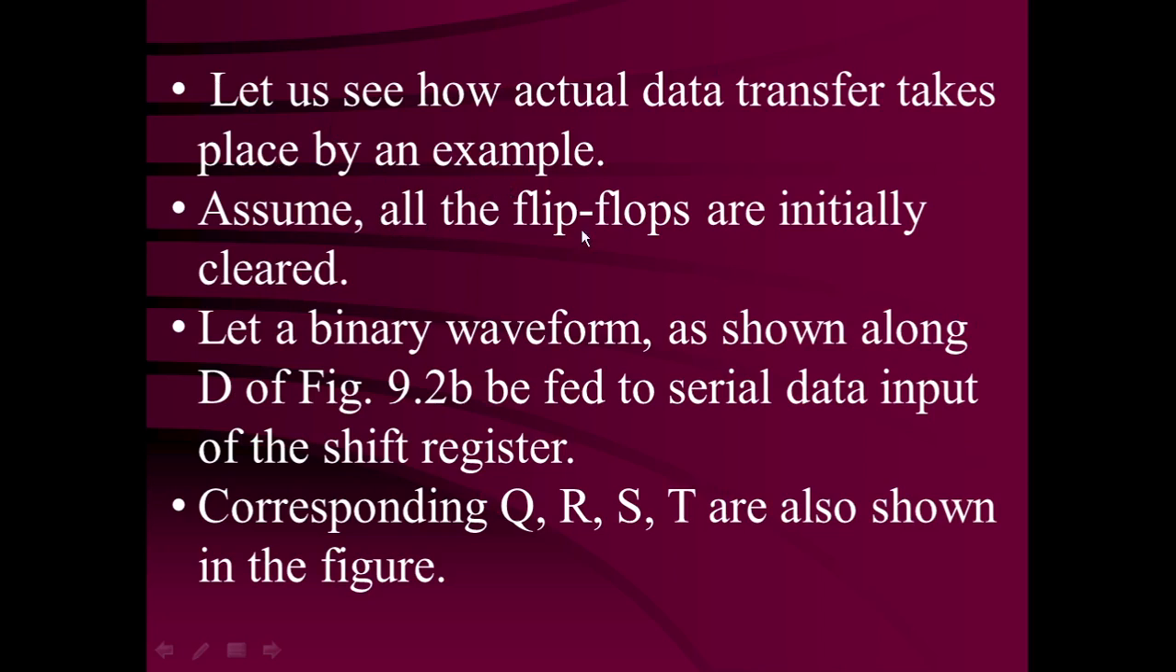Assume that all the flip-flops are initially cleared. The flip-flop has an asynchronous clear, and by activating that, all the flip-flops can be reset. That means Q is equal to 0, R is equal to 0, S is equal to 0 and T is equal to 0 prior to giving any clock edge. So, let a binary waveform, as shown along the D input of figure 9.2b, be fed to the serial data input of the shift register. Correspondingly, QRST are also shown in the figure.